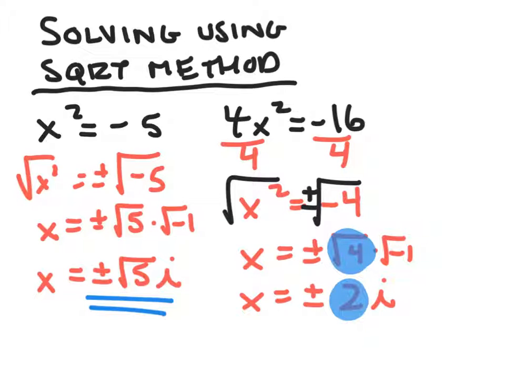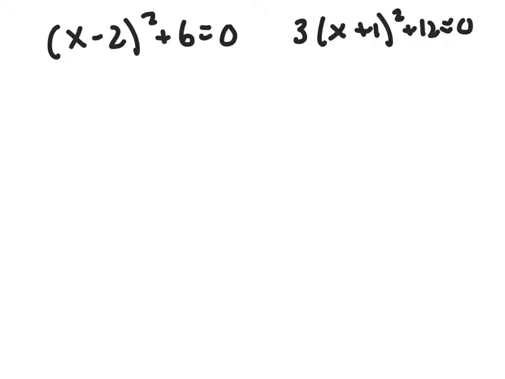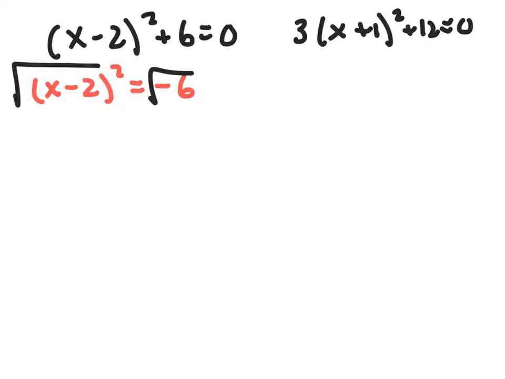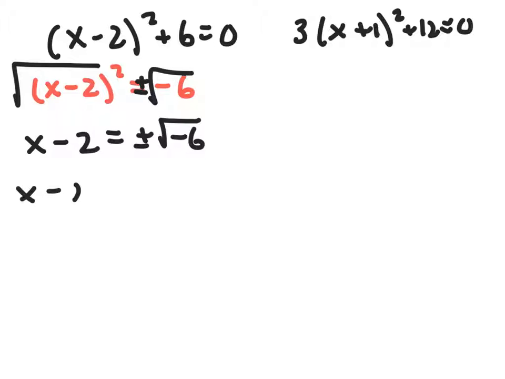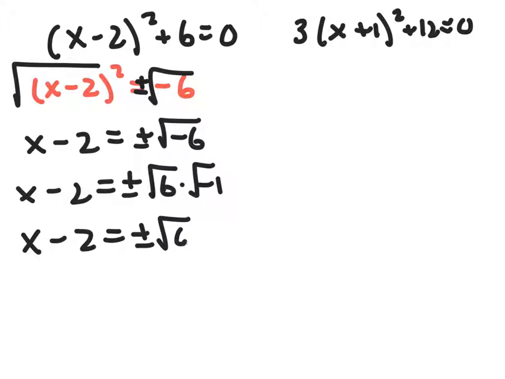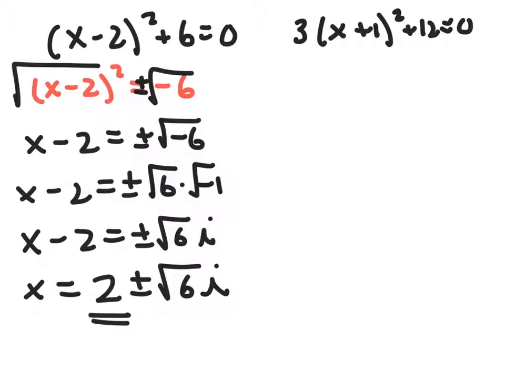Let me show you two more. Let me work through these ones. I would first move the 6 to the other side, giving me -6. I would then next take the square root of both sides. And that leaves me with x minus 2 equals plus or minus the square root of -6. I've learned the little trick here, though: I get the square root of 6 times the square root of -1, and so I get plus or minus the square root of 6i. And then I move the 2 over, I get 2 plus or minus the square root of 6i. Here is the real part of my complex answer, and here is the imaginary part.